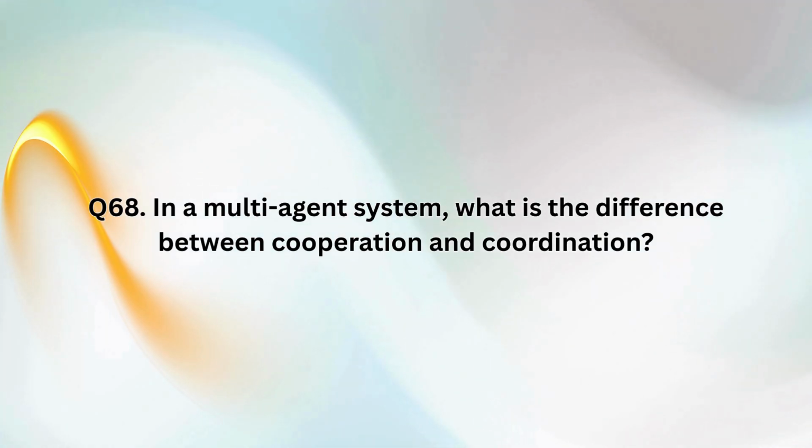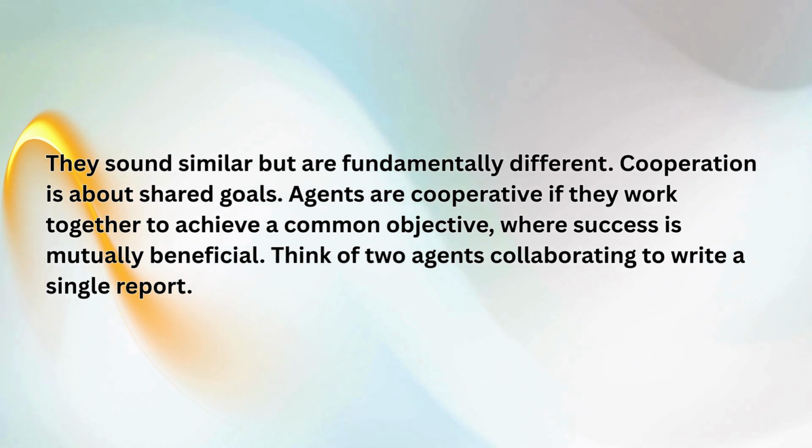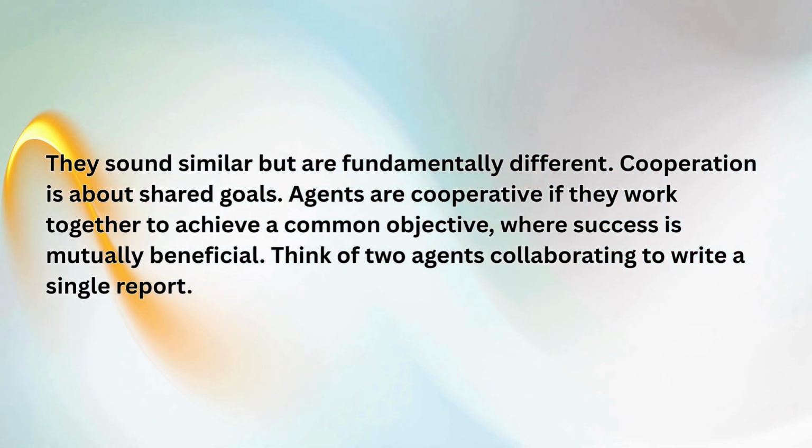In a multi-agent system, what is the difference between cooperation and coordination? They sound similar but are fundamentally different. Cooperation is about shared goals. Agents are cooperative if they work together to achieve a common objective, where success is mutually beneficial. Think of two agents collaborating to write a single report.